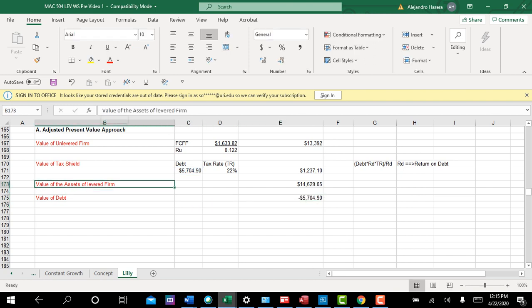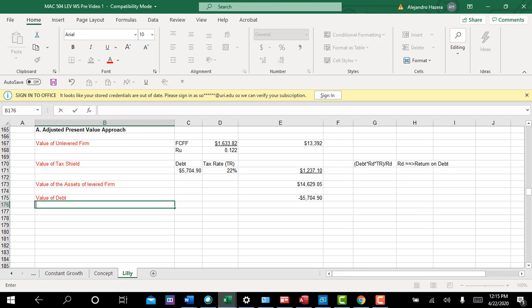If you take the value of the assets of the levered firm and take out the value of debt, you're going to get the value of equity of the levered firm. And I'm going to put value.